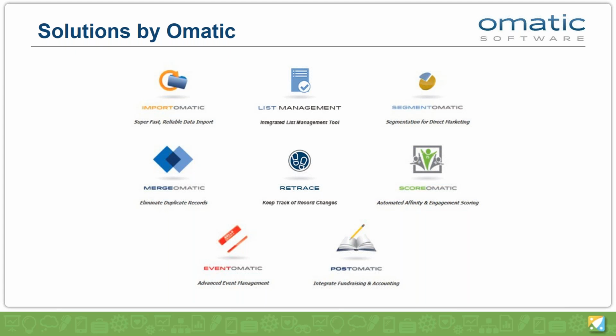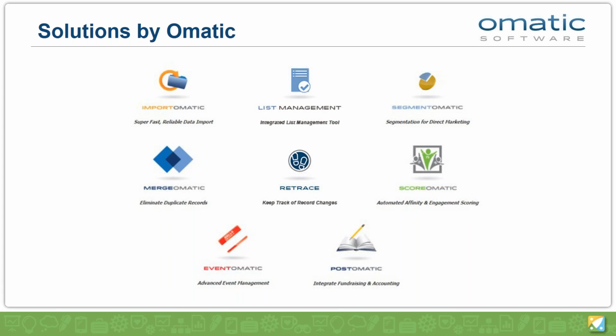Here is a list of the Omatic product suite. I would say that most of the people in the session right now are familiar or at least have heard of Import-O-Matic, as well as some of the other products that Sherry mentioned during her introduction. Segment-O-Matic is used for helping do more than Razor's Edge can do out of the box in the area of direct marketing. Merge-O-Matic is for duplicate tracking and duplicate mitigation. Score-O-Matic is for affinity scoring, etc. Post-O-Matic is for posting to your general ledger.